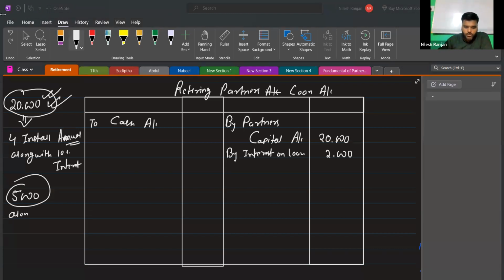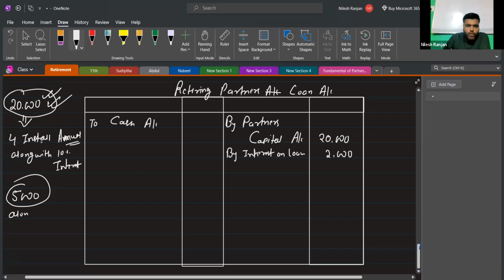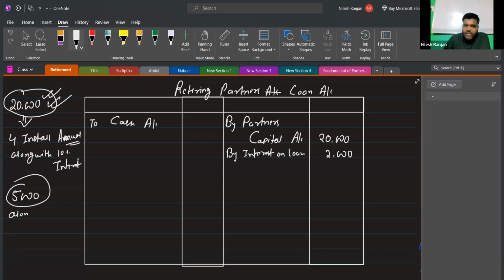Okay. So amount payable to retiring partner is 20,000, and we have to pay it in 4 installments along with 10% interest. So 10% interest is 2,000. So along with interest, 5,000 plus 2,000, total amount payable is 7,000. Very good. So here it will be 7,000 to cash account.